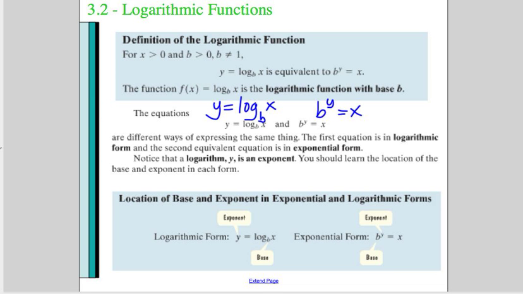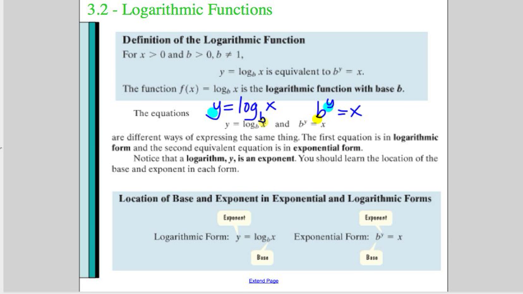Okay? So a couple of things to note here. b is what we call the base. It's the base of the exponent, it's the base of the log. Y is the exponent. And x is the value. It's kind of the value of the base at that exponent.